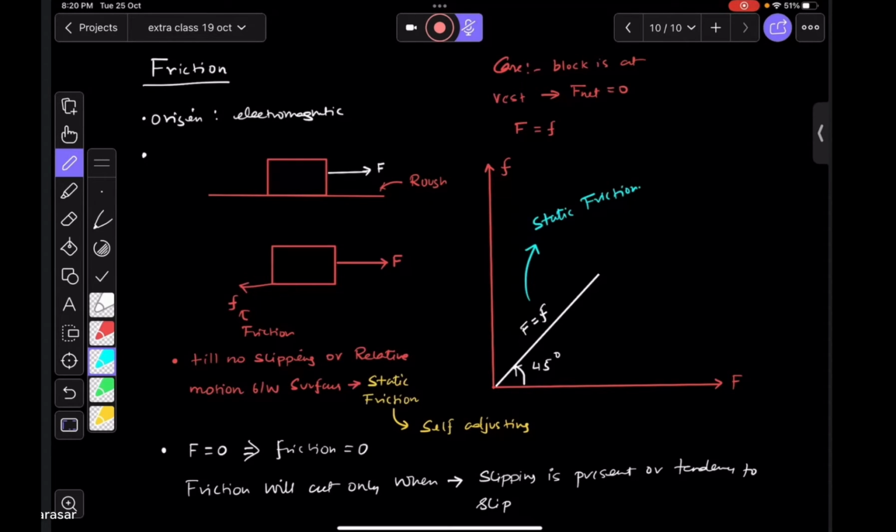So what we find is that the graph will keep on increasing. There will come a time when the slipping will start, or it is on the verge of slipping. There the friction force becomes maximum, and the moment we apply anything a little bit more than that, it will reduce by a small amount. That region I'll draw with the yellow color. And from that point onwards, the friction force remains uniform and constant. So this is the point when the slipping starts.